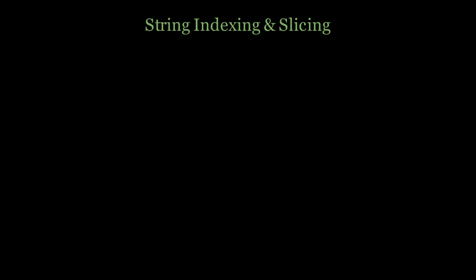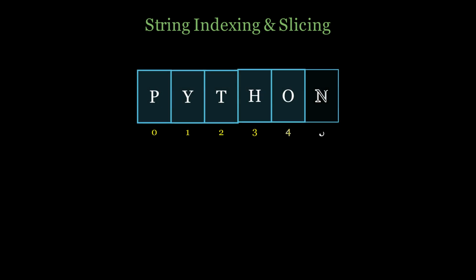One of Python's most powerful string features is slicing, extracting portions of strings using index notation. Let's visualize how this works. Strings are zero-indexed sequences. Each character has a positive index from left to right, and a negative index from right to left. This dual indexing system makes slicing very flexible.